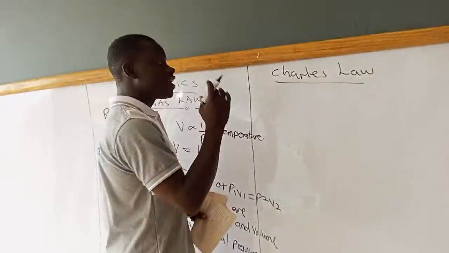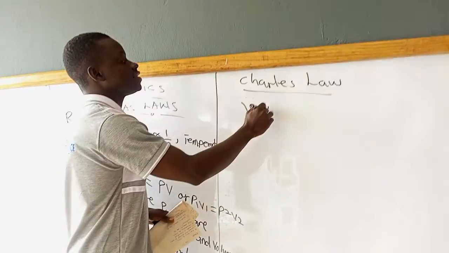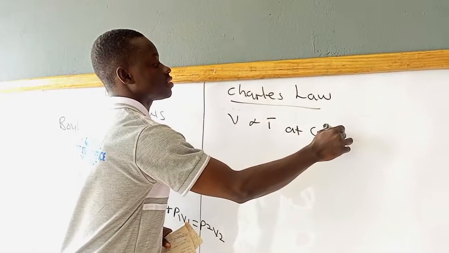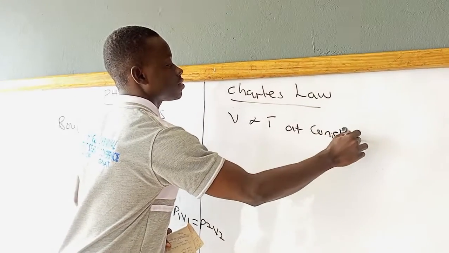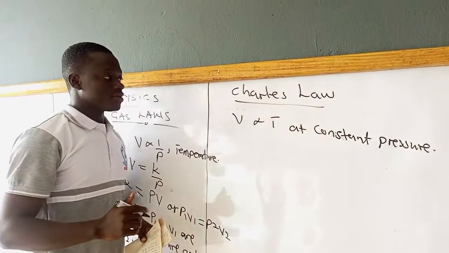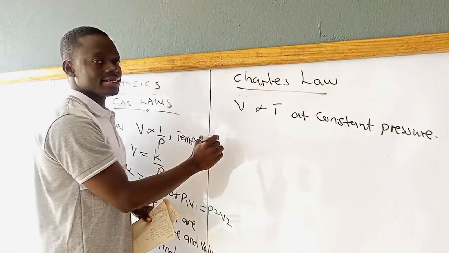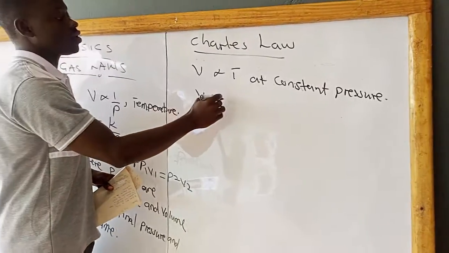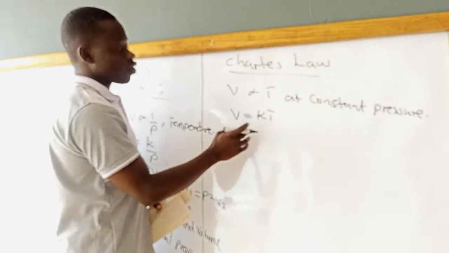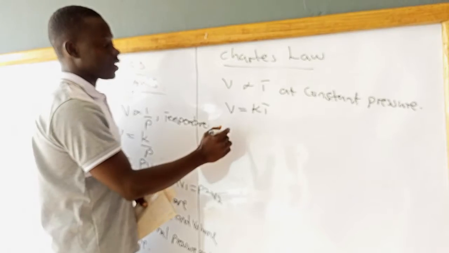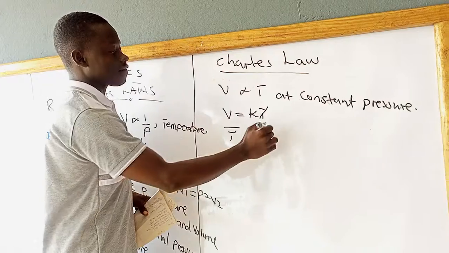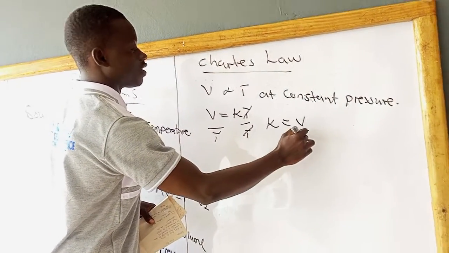Charles said that for a given mass of gas, the volume is directly proportional to its temperature at constant pressure. So this is what Charles is saying. We introduce our concept of proportionality. So we say V is equal to KT, where K is constant. In finding the constant here, we can just divide both sides by T. So you have K is equal to V over T.